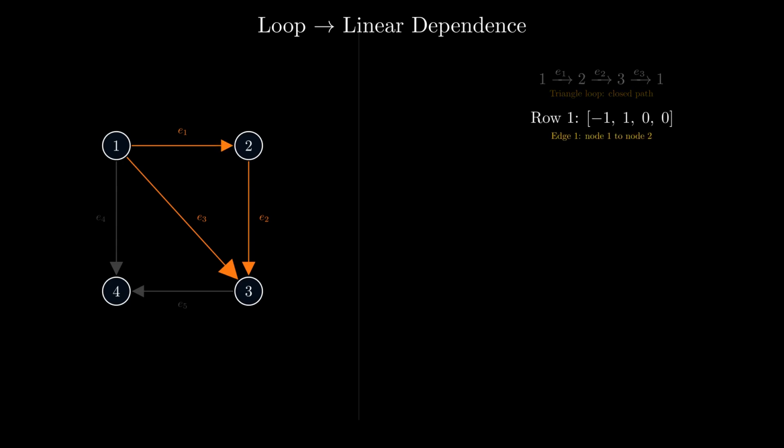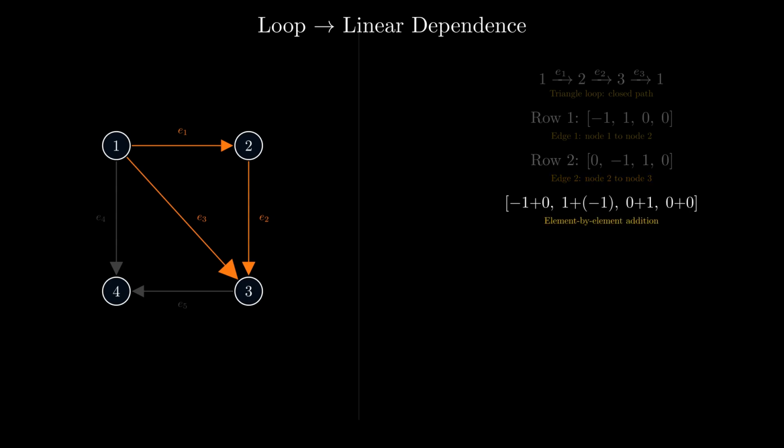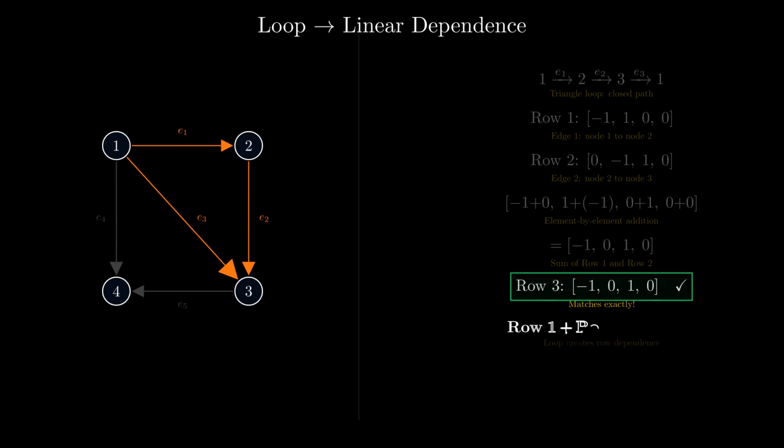Take row 1 of A: -1, 1, 0, 0. Now add row 2: 0, -1, 1, 0. Let's do the addition element by element. In the first column, -1 plus 0 gives -1. In the second column, 1 plus -1 gives 0. In the third column, 0 plus 1 gives 1. In the fourth column, 0 plus 0 gives 0. The result is -1, 0, 1, 0. And that is exactly row 3. So row 1 plus row 2 equals row 3.